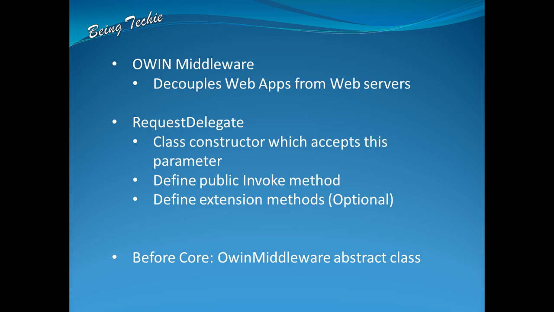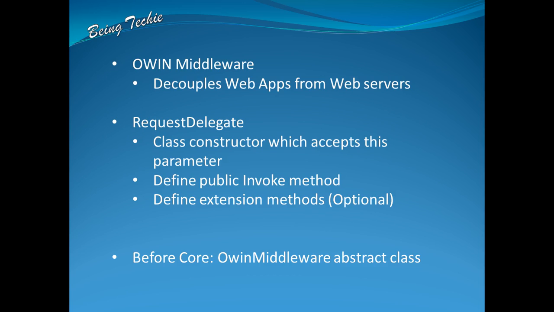As we all know, OWIN is a specification which decouples web applications from web servers. And the middleware is a collection of components which processes requests and provides a response. In the earlier versions of ASP.NET, we used to have a Katana implementation of OWIN.